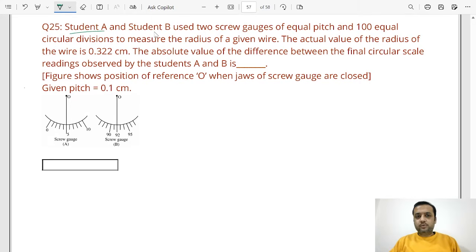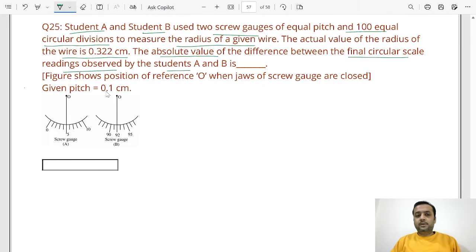In this question, there are two students A and B who are using two screw gauges of equal pitch, and the number of circular divisions is 100 on both. They measure the radius of a wire. The actual value of the radius is given to you as 0.322 centimeters. We have to find the absolute difference between the circular scale readings of both.